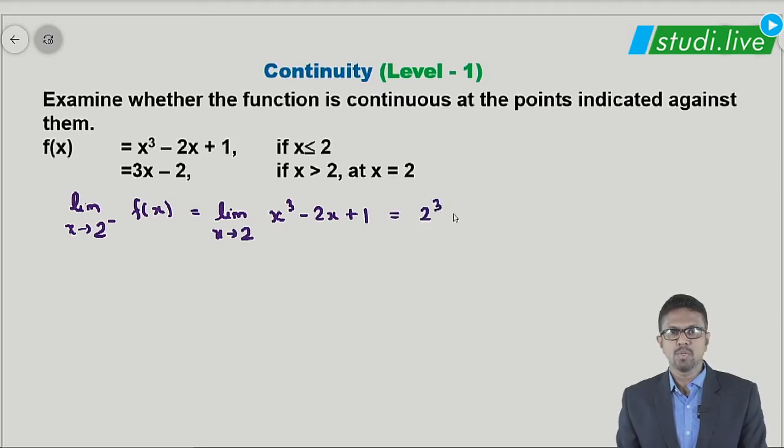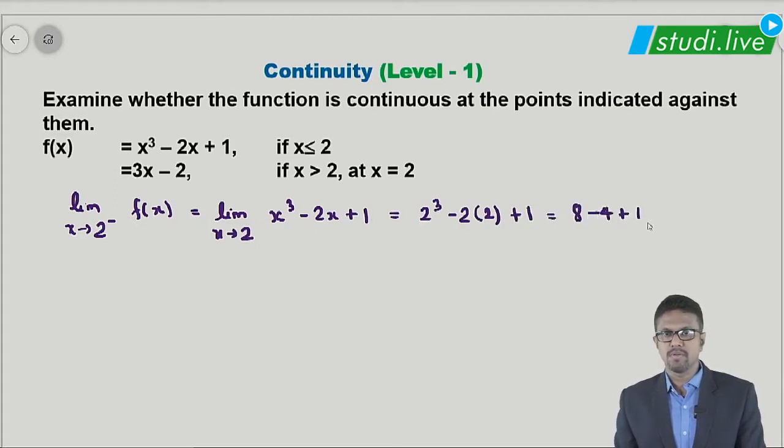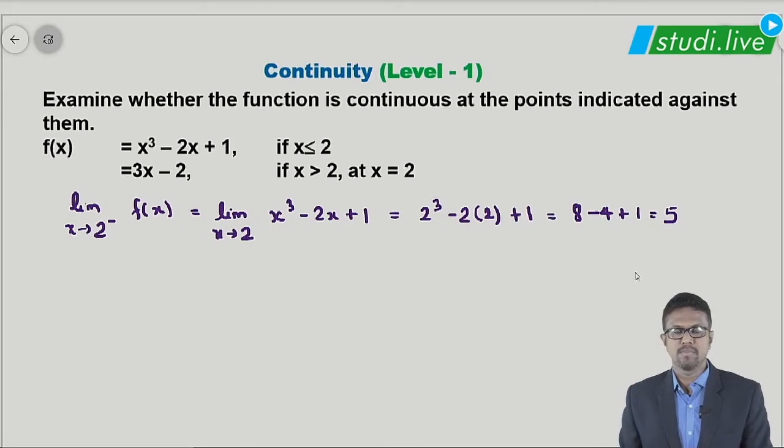so definitely we can just apply the value. So this is 2 cube minus 2 into 2 plus 1. So this is equal to 8 minus 4 plus 1. So 8 plus 1 will be 9, 9 minus 4 will be 5. So this is the value that we are getting. This is the left hand limit that we have just got.